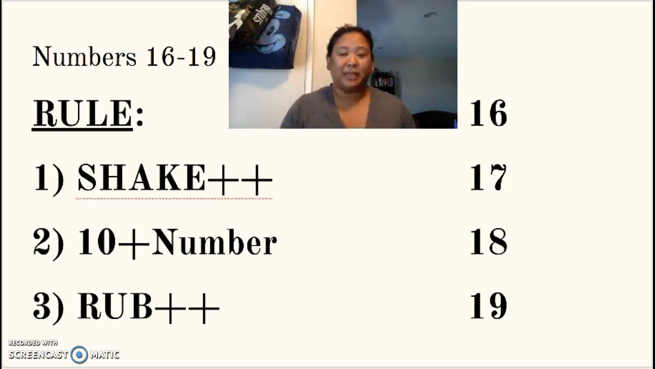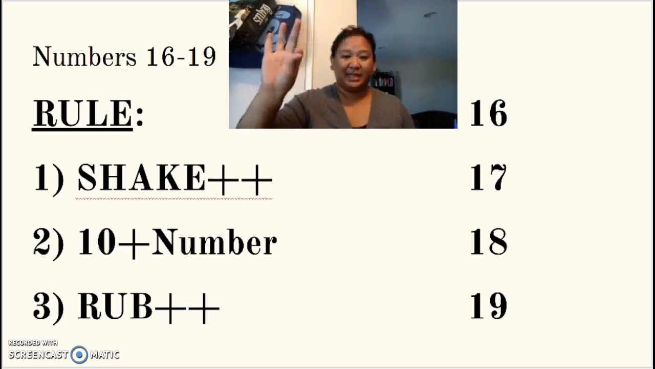Then you have the 10 plus, which goes like this. 10, 6, 16. 10, 7, 17. 10, 8, 18. 10, 9, 19. So it's like a little twist. So it goes 16, 17, 18, 19.